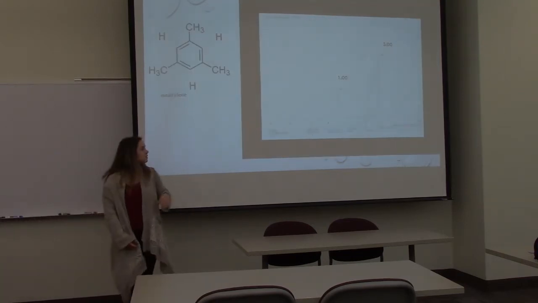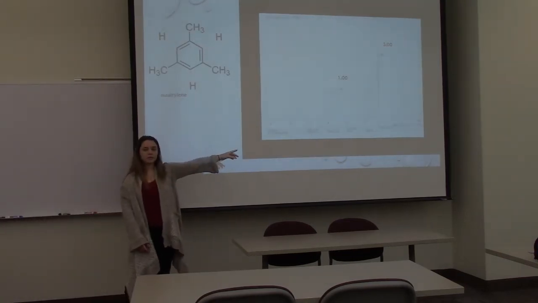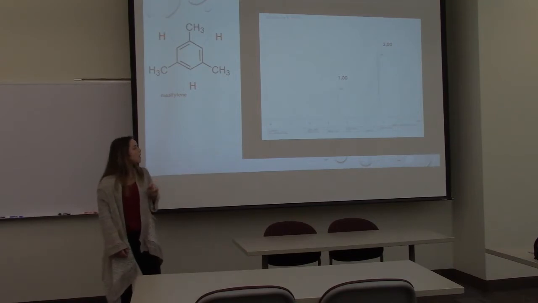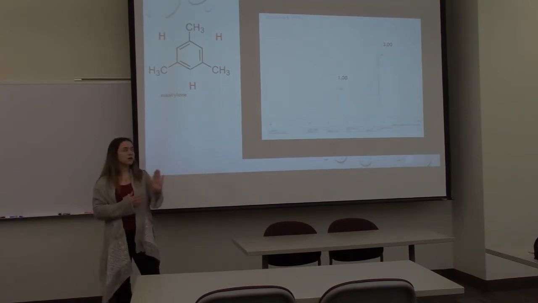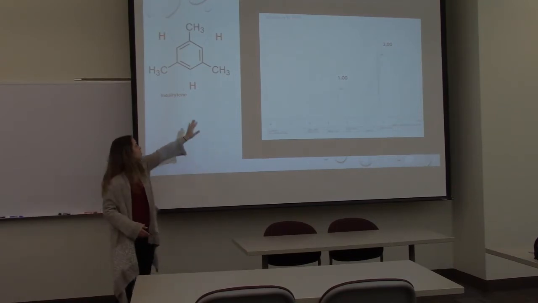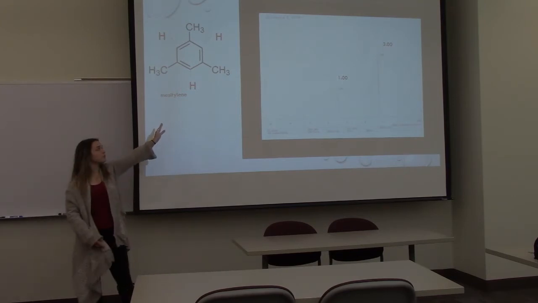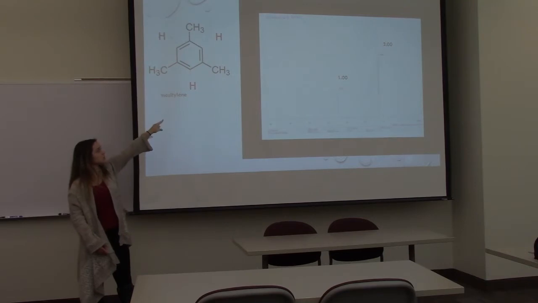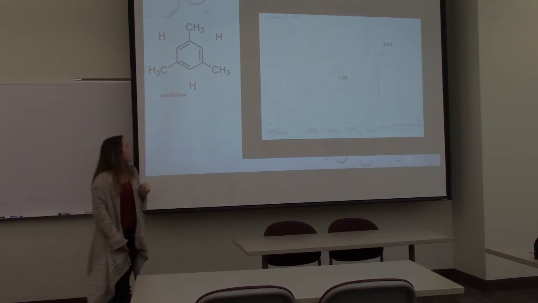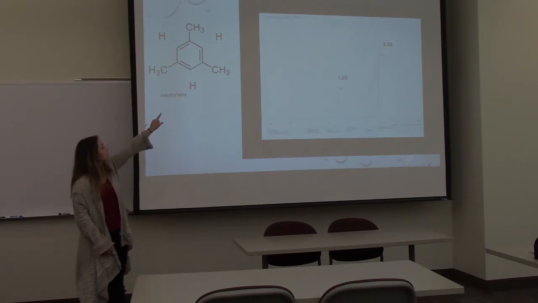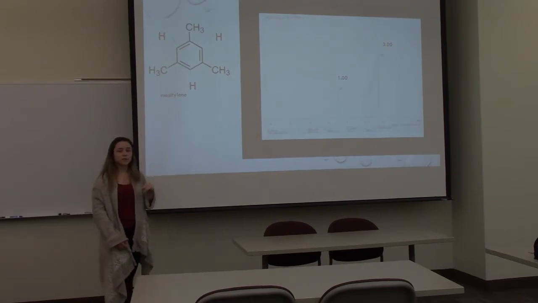So this is the NMR result that I got from my unknown sample, and it shows me that the hydrogens are in a 1-to-3 ratio. So based off of this mesitylene structure, we can see that there are two different types of hydrogens. The ones in red are separate from the ones depicted in black. And we can see that there's 3, 6, 9 to 3, which simplifies to a 3-to-1 ratio.